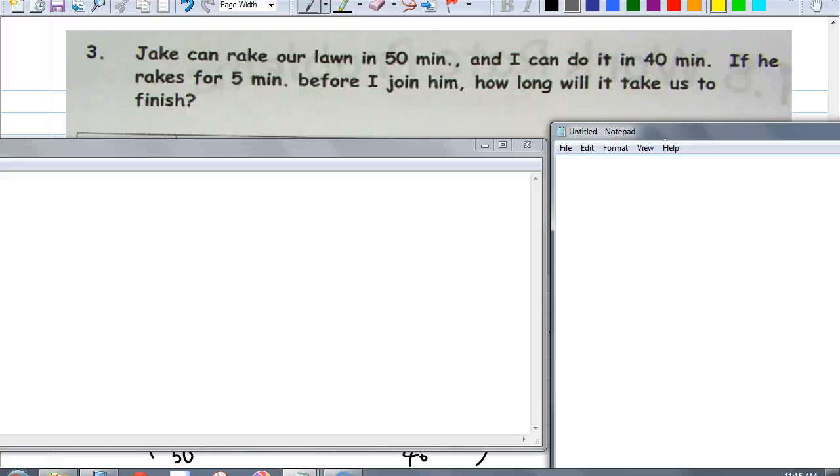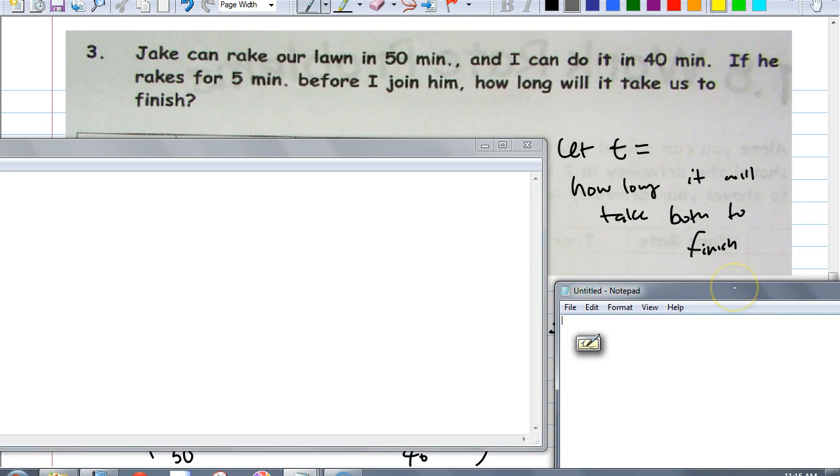Jake's time. Are we looking for Jake's time? It says how long will it take us to finish? Are we looking for Jake's time? You could do it that way, but I don't know if that's the most straightforward way. Cameron? So x equals the amount of time we're working together. That's right. Guys, isn't this what we're asking? That's what I said. Not quite. Say it again. I said how long it will take to finish.